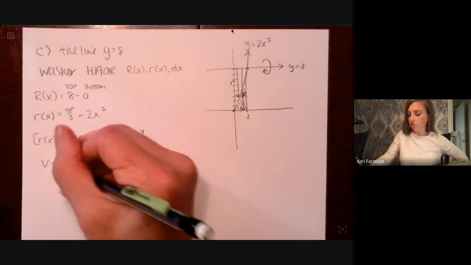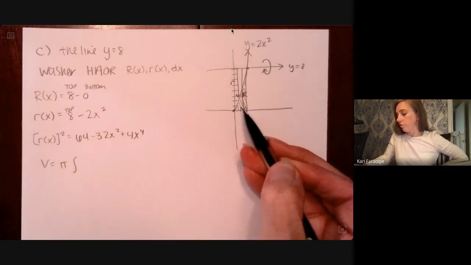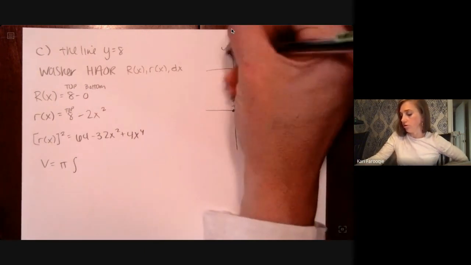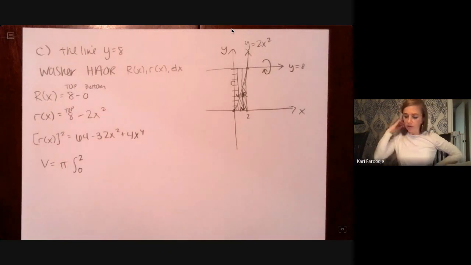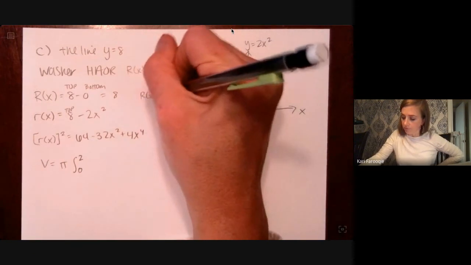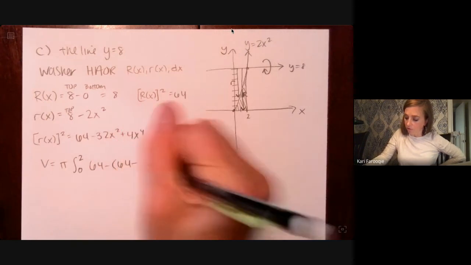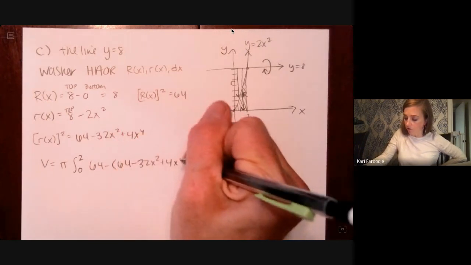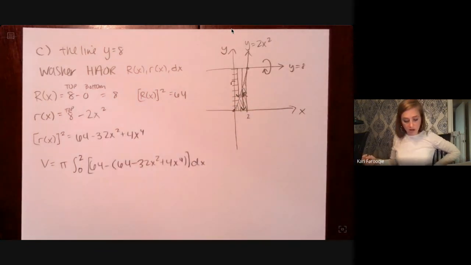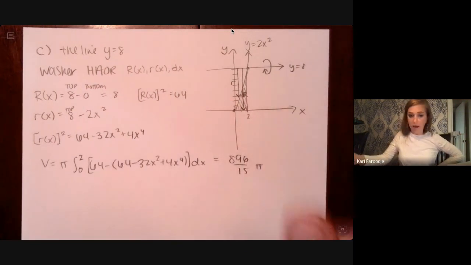And when you set this integral up, we're going to take pi times the integral from, well, x equals 0 to x equals 2. So we're looking at the x-axis here to get our limits of integration. So we're going from 0 to 2, and you're going to take 8 squared. So big R of x squared is 64 minus 64 minus 32x squared plus 4x to the 4th dx. And you should end up with 896/15 pi.